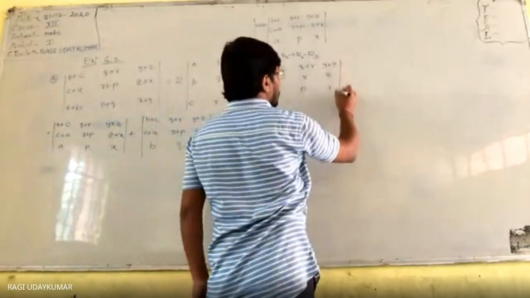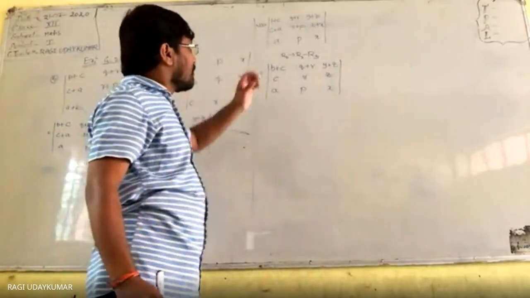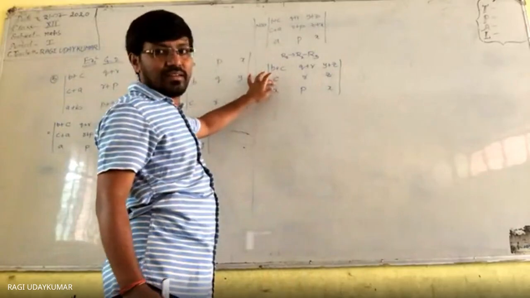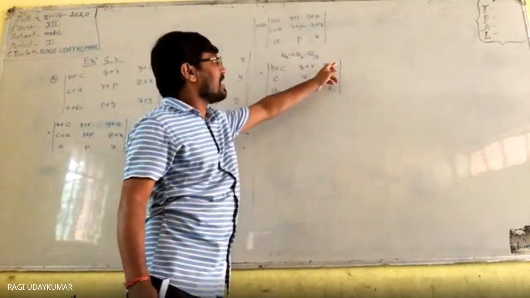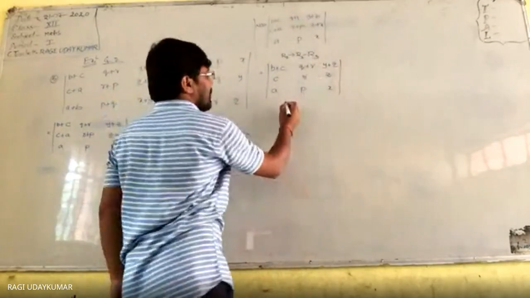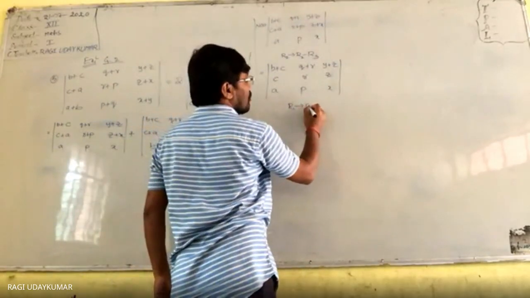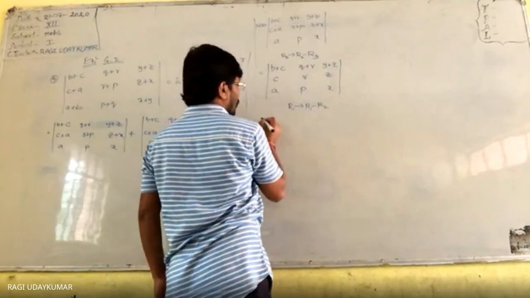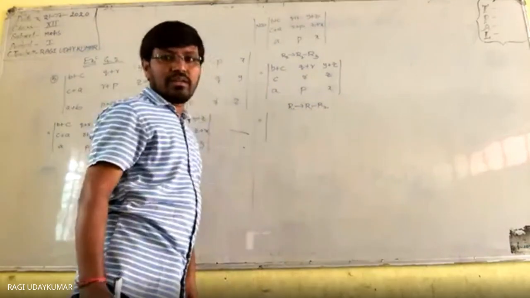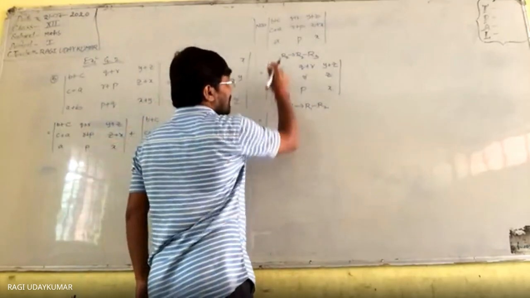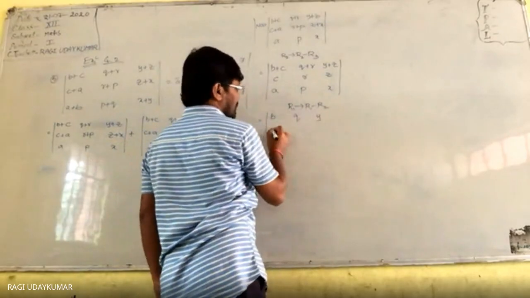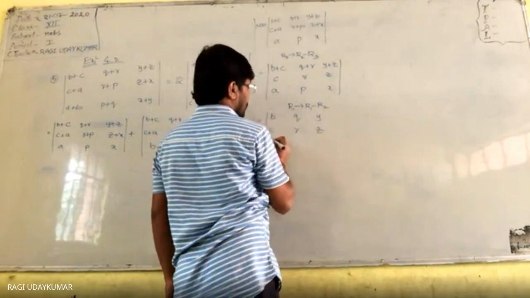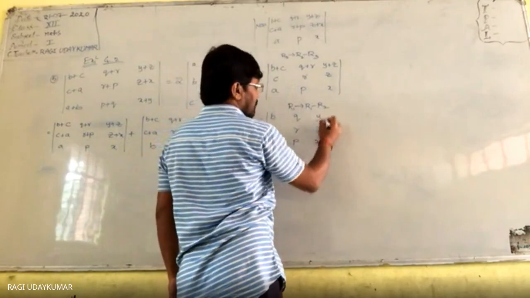Okay. Now this. If you see here, from this if you subtract this one, R1 minus R2. इधर C चला जाएगा, R चला जाएगा, Z चला जाएगा. That means you are going to get R1 tends to R1 minus R2. So if you are applying this one, you are going to get B, Q, Y, C, R, Z, A, P, X.